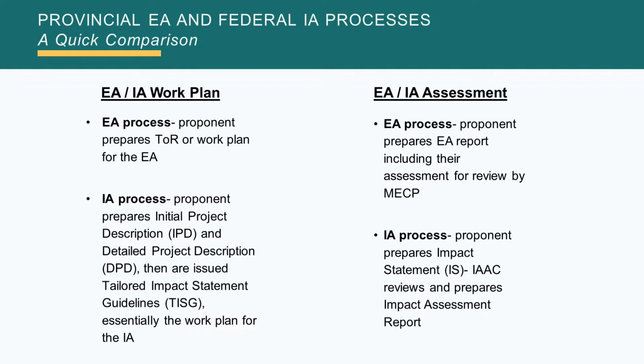Now, when we look at the EA process, the proponent prepares the environmental assessment report, including their assessment for review by MECP. But in the IA process, the proponent prepares an impact statement. IAC reviews this impact statement and prepares an impact assessment report. Next slide, please.